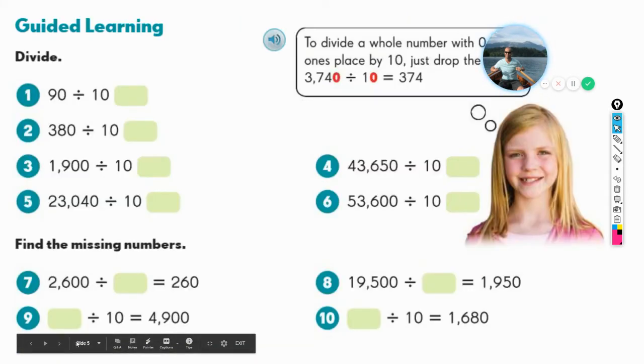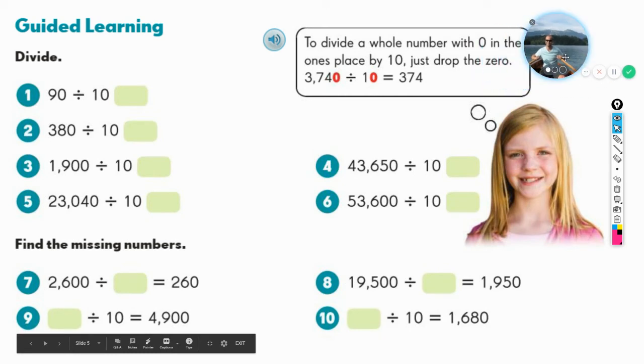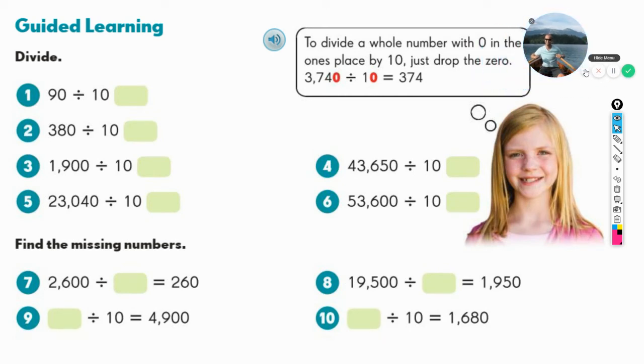Holy smokers, take a look at this guided learning page. Hopefully you should be able to work through it swiftly. Notice that the bottom ones, when you find the missing numbers, those are really just multiplication problems. I'm going to pause. You're going to pause. We're all going to do our thing and then come back and compare. Pause now.